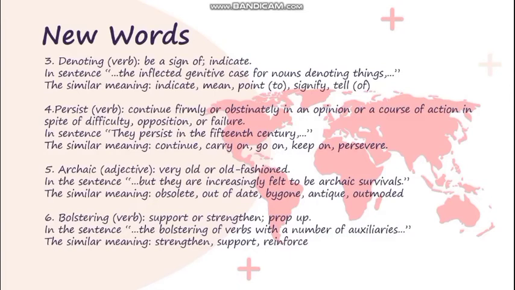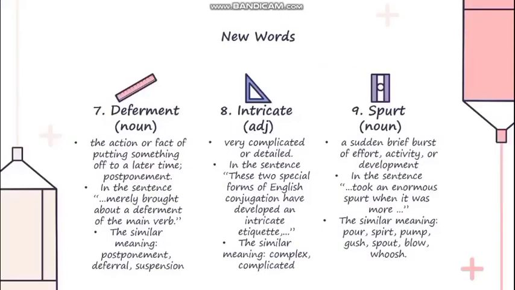The sixth, bolstering. It's a verb from the infinitive word bolster, and the meaning is support or strengthen or prop up. We found the word in the sentence "the bolstering of verbs with a number of auxiliaries." The similar meanings are strengthen, support, reinforce, and so on. The other forms of bolster are bolstering, to bolster, bolstered.